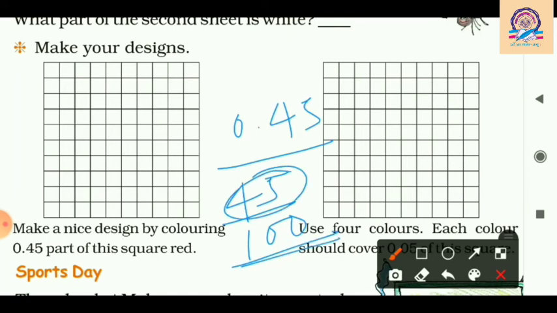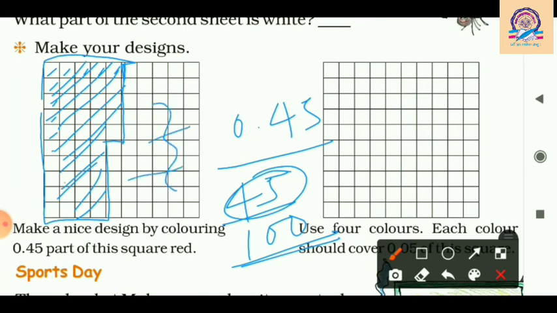So let me count the half. 1, 2, 3, 4, 5. So this is the fifth line. And 1, 2, 3, 4, 5. So it will be taken like this. Now you can make your own stripe lines in this way. So this is 45 and this is 55.